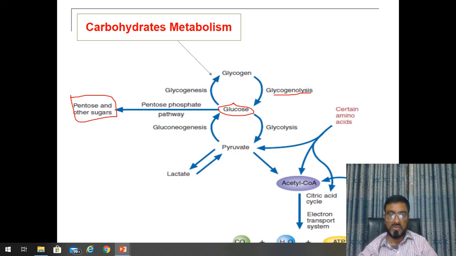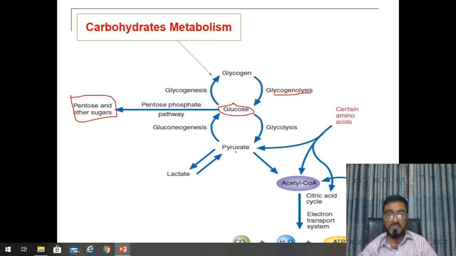There is another process called gluconeogenesis. Gluconeogenesis means production of glucose from non-carbohydrate sources. From lactate, glucose is generated. From the amino acid alanine, glucose can be generated through gluconeogenesis. Pyruvate is also converted into glucose through the gluconeogenesis process. So gluconeogenesis is another pathway. What does it mean? It's a synthetic type of pathway that results in the production of glucose from non-carbohydrate sources.